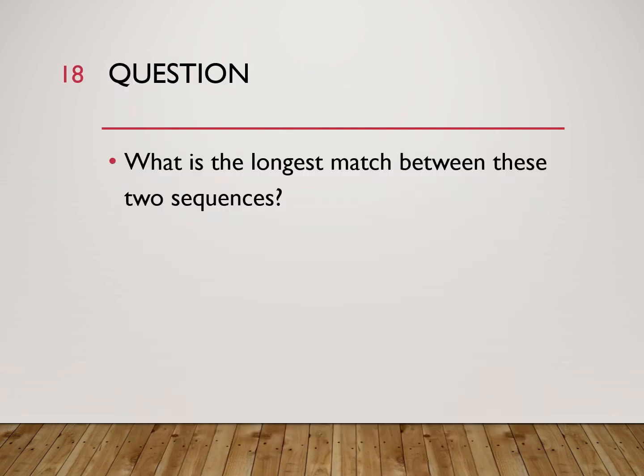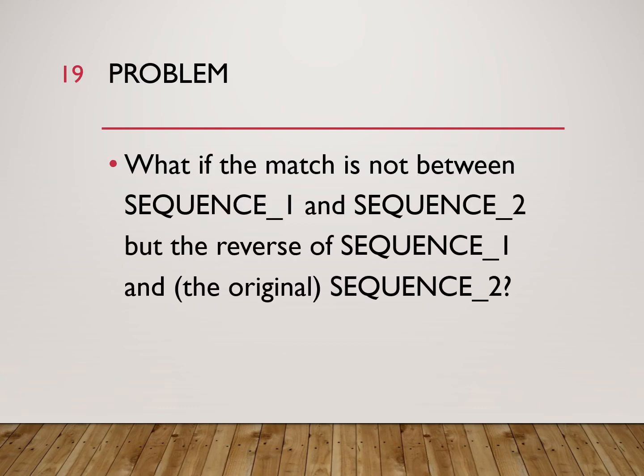So here's a question for you to investigate. Keep increasing the match length in B4 and answer the question: what is the longest match between the two sequences that you found? Next, we'll ask, what if sequence 1 got turned around? What if the match we're interested in is not between sequence 1 and sequence 2, but between the reverse of sequence 1 and the original sequence 2? How do we handle that?